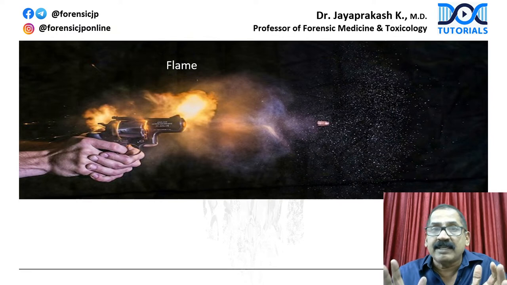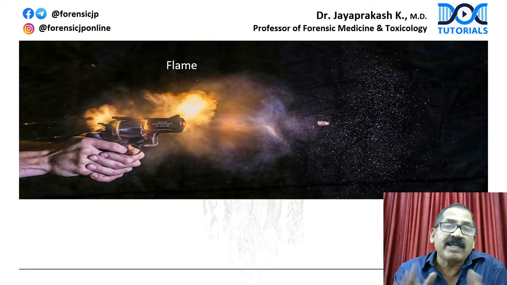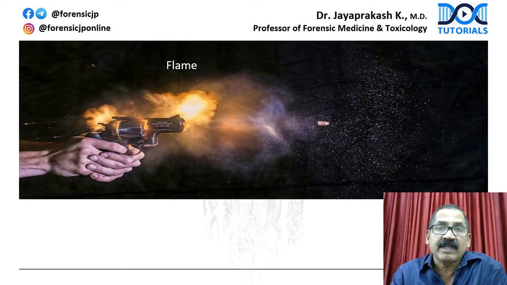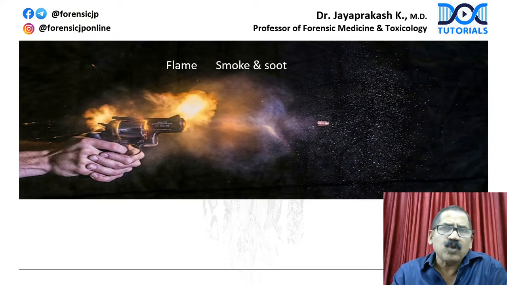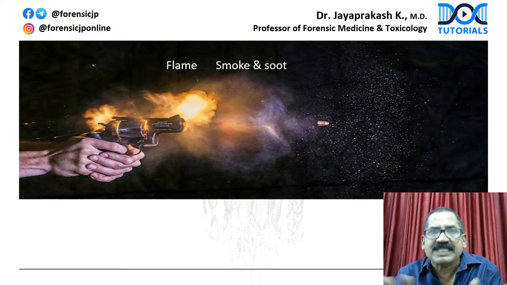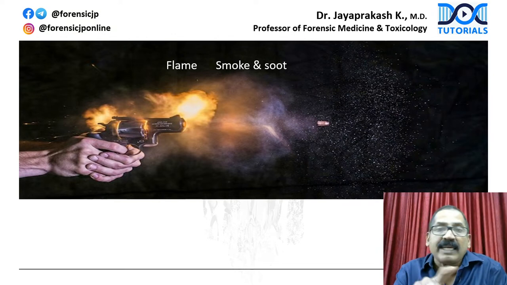Remember again, when the flame or hot air touches the skin, it burns the skin and it burns the hair. Burning the hair is known as singeing. Burning the skin is also known as scorching. Okay, number one. Number two, smoke and soot. When the smoke and soot hit the skin, it gives rise to blackening. Blackening is also known as smudging.